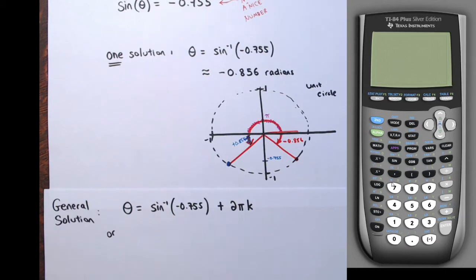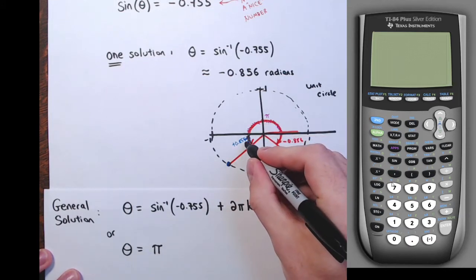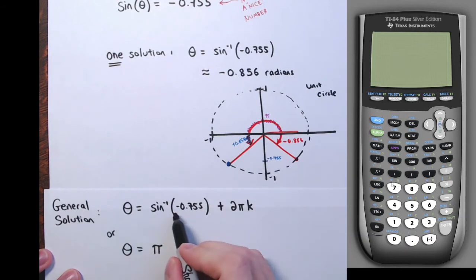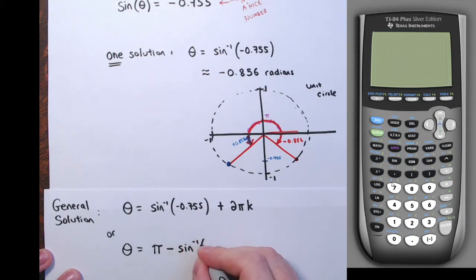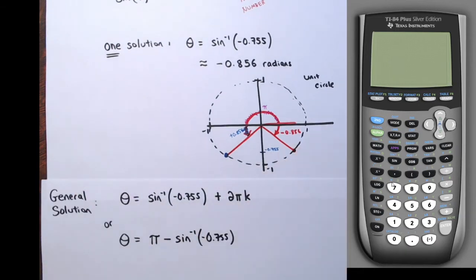So another solution to this, another angle, and I'll show you in the calculator, would be pi plus 0.856, which is the opposite of this inverse sine. So pi minus this inverse sine of negative 0.755. Right, there's another solution, and I'll show you. Let me go to the calculator.